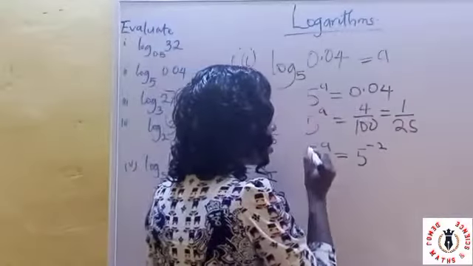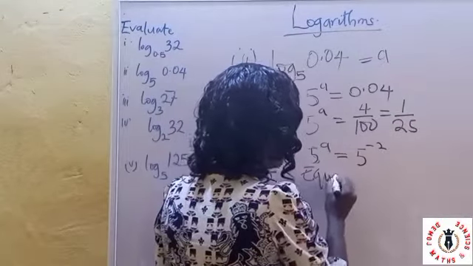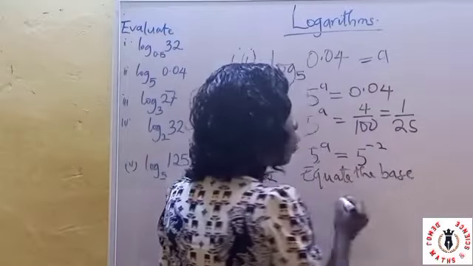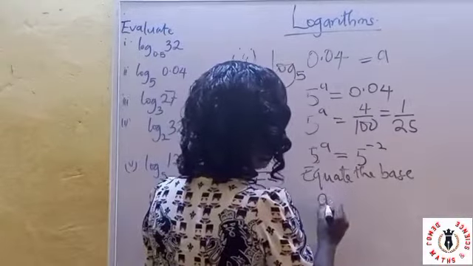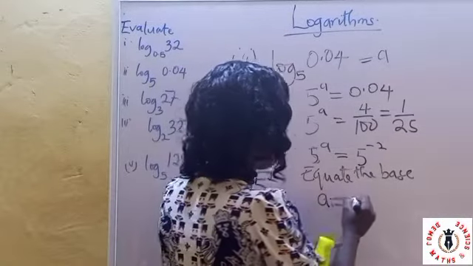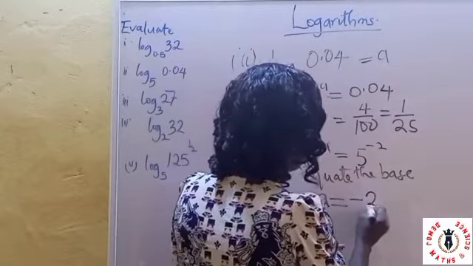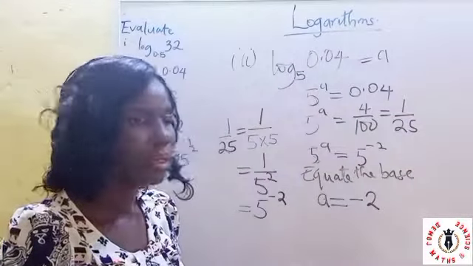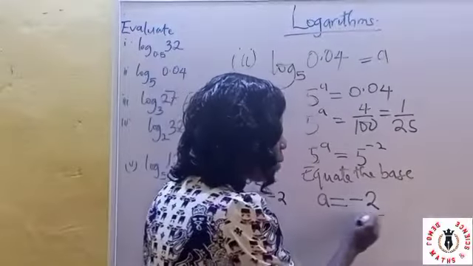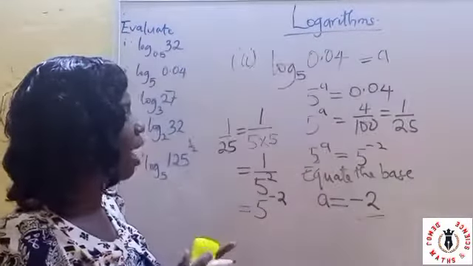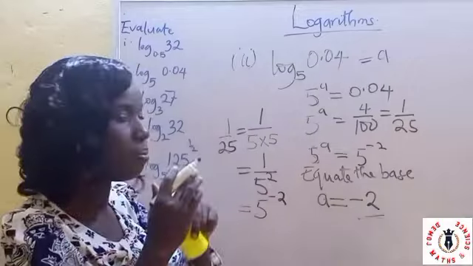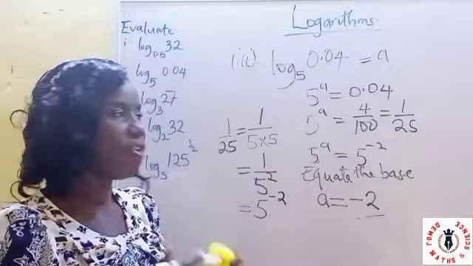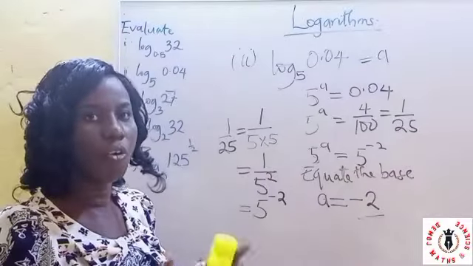So let's go on. Once again, we equate the base. And when we equate the base, it gives the index: A equals minus 2. So that is our answer. So we have A equals minus 2 as the logarithm of 0.04 to the base of 5.